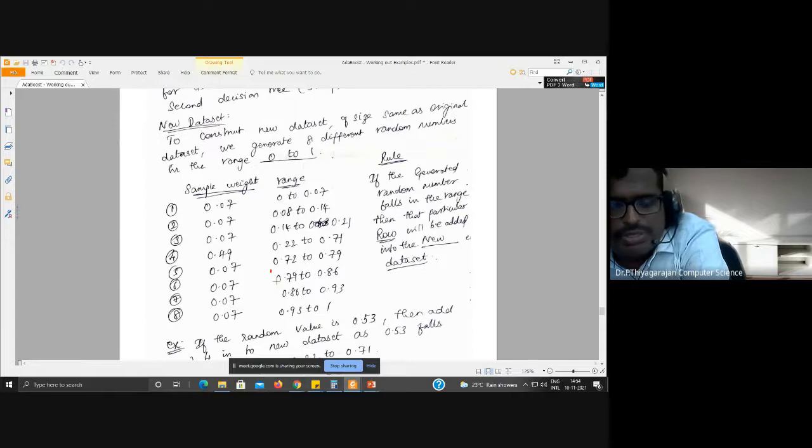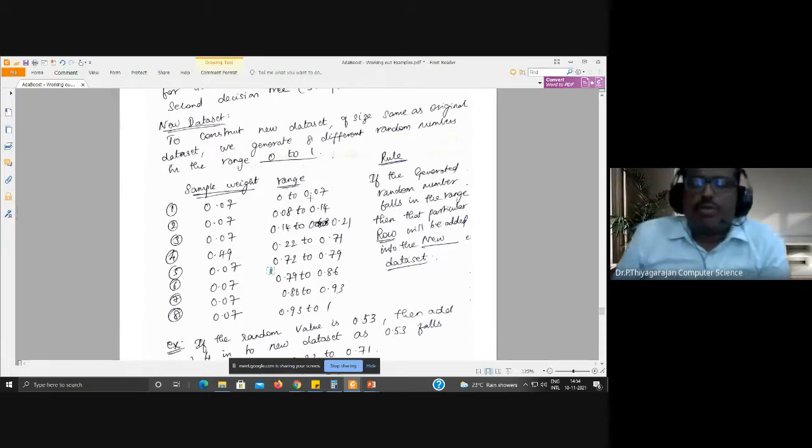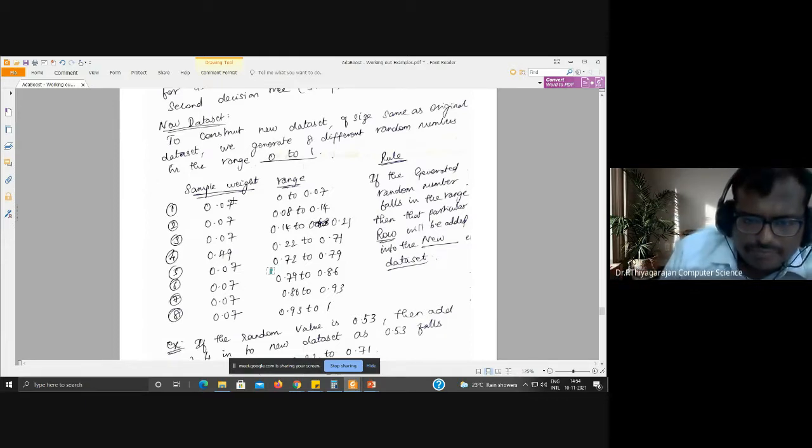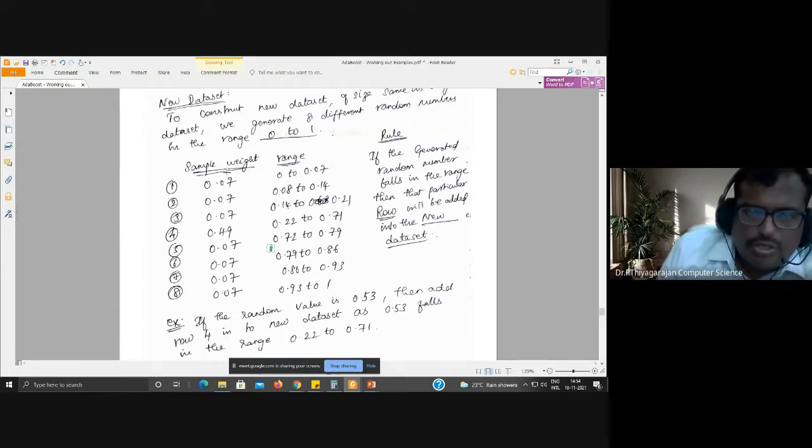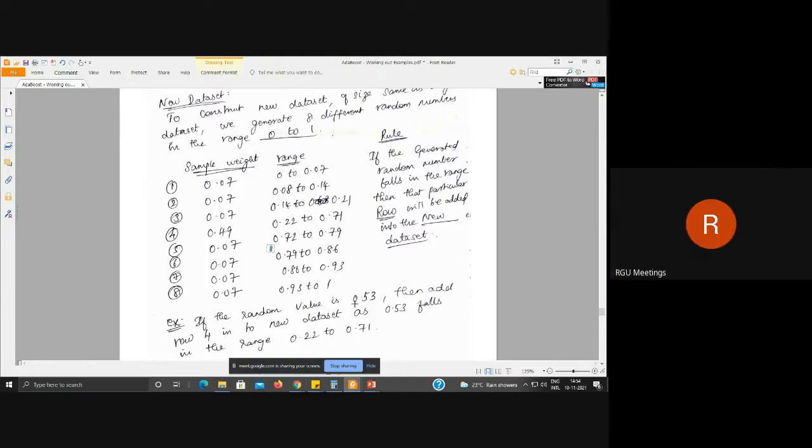Please correct this mistake. It should be 0.80 to 0.86, and it should be 0.87 to 0.93, and it should be 0.94 to 1. This is how we will split the range. Any doubts here? You have to now write the sample weights, and you have to write the range, cumulative range. Any doubts? No, sir. Okay.